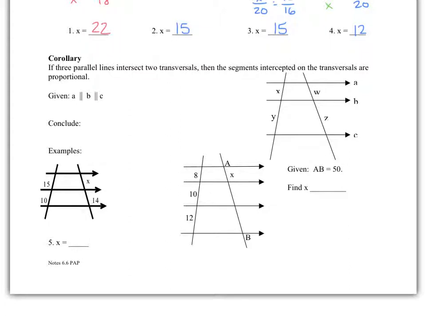Next we have, it's called a corollary, which means that it correlates or relates to the one that we were just looking at. So when we have three parallel lines, it looks kind of like a ladder, and it'll tell us basically what our proportion should look like again, just like the last one. So if we have our three parallel lines, A, B, and C, we can set up our proportion just the way the picture looks. We should be able to do X over Y equals W over Z.